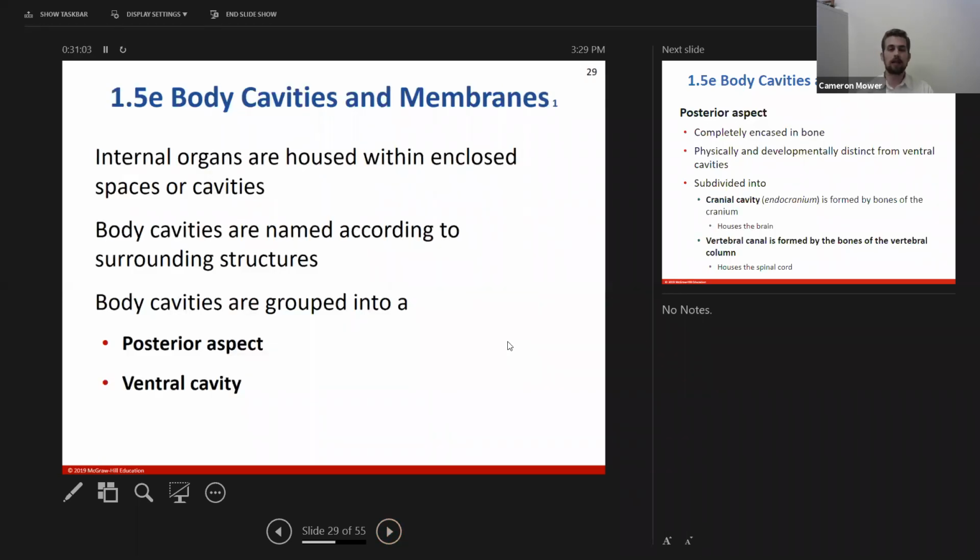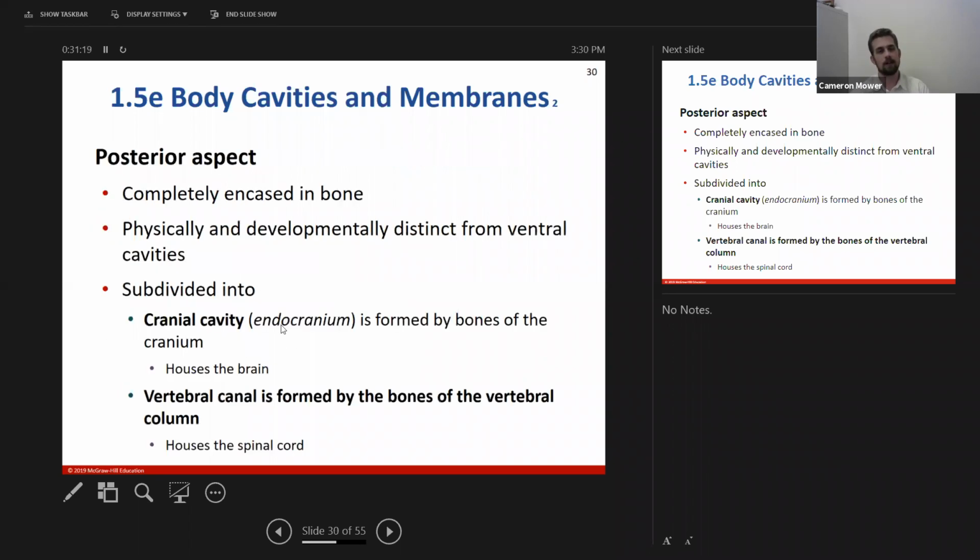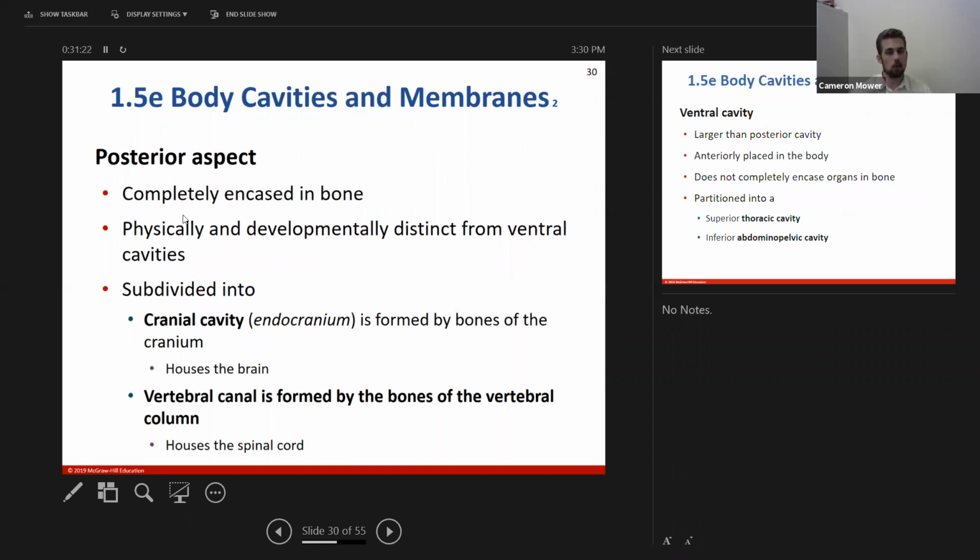Body cavities and membranes are going to have lots of different cavities housed within other cavities. And generally, though, we're going to name those depending on what's around it. So we usually group the cavities into a posterior aspect and a ventral cavity. So your posterior aspect is going to be completely encased in bone. And because it is completely encased in bone, we're looking at a physically and developmentally distinctive area of the body. And we're going to subdivide that into your cranial cavity and vertebral canal.